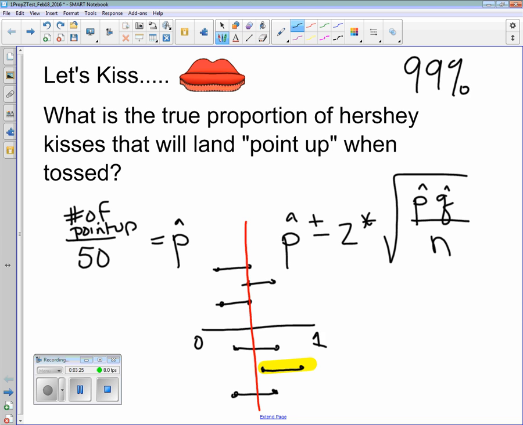Do you feel confident in saying that that is the true proportion of Hershey Kisses that should land point up? Actually, if you think from a geometric point of view, it makes sense. What's the volume of a cone? I'm assuming that these Hershey Kisses are approximately cones, right? You remember from geometry, it's 1/3 pi r squared h. And what's the volume of a cylinder? It's pi r squared h. So isn't a cone 1/3 of the whole cylinder? Doesn't it make sense that the probability that it's going to land up is approximately 1/3?